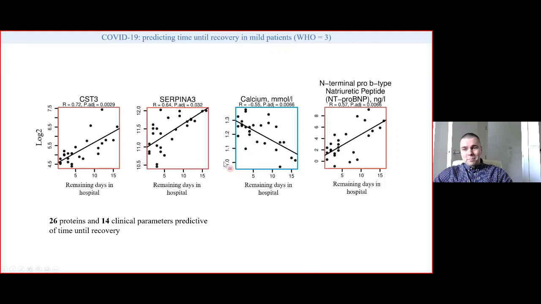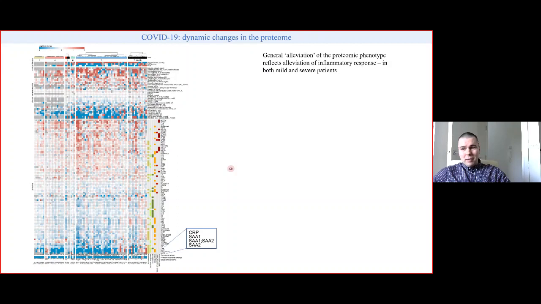Another way of predicting what's going to happen is by looking at longitudinal information, because we have multiple time points per patient. Here on the heat map, we again have different patients stratified by WHO grade. Here are mild patients, WHO 3 and 4, here are severe patients, and different features here. The color indicates the log fold change during the time in hospital for a particular patient. If a protein is red, it went up in that patient; if it's blue, it went down. The way we can characterize what we're seeing is a general alleviation of proteomic response. Initially there is a spike in different kinds of inflammatory factors, and then they gradually go down.